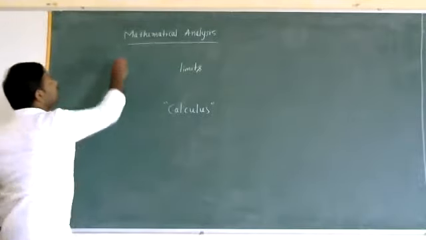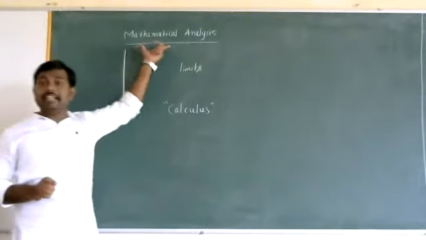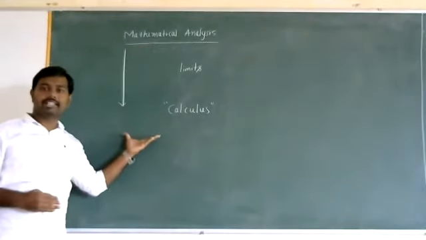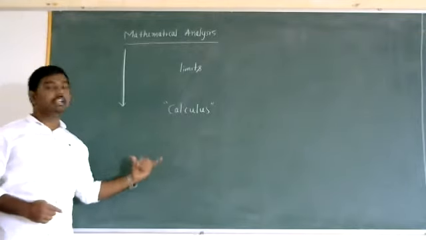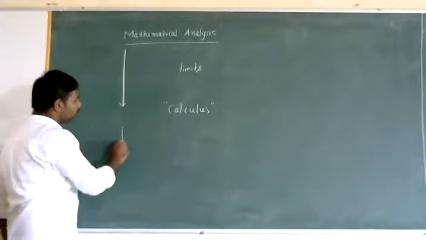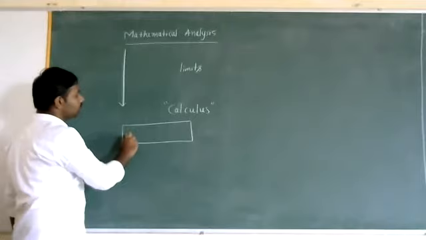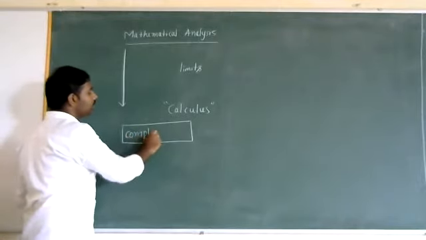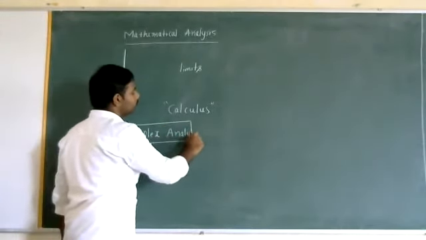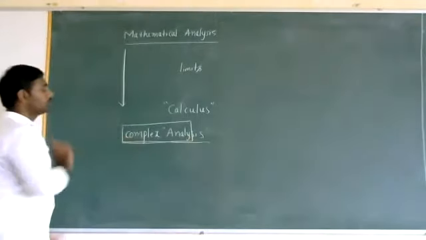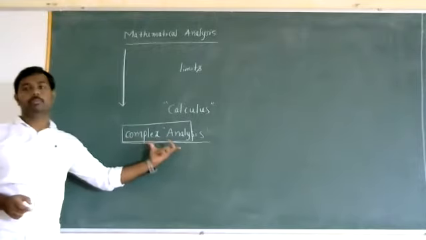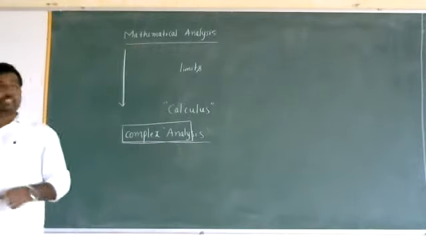And also, as I explained in the previous session, mathematical analysis has 6 sub-branches, namely real analysis, complex analysis, functional analysis, differential equations, measure theory, and numerical analysis. And among that, this time we shall deal with complex analysis in detail. So in this complex analysis, we came to know what we mean by analysis. Now we shall see what we mean by complex analysis, right?